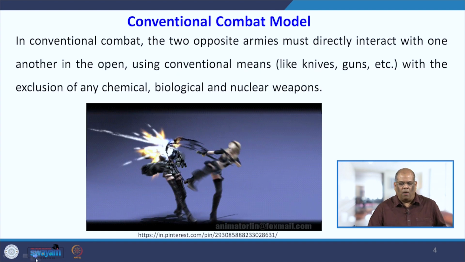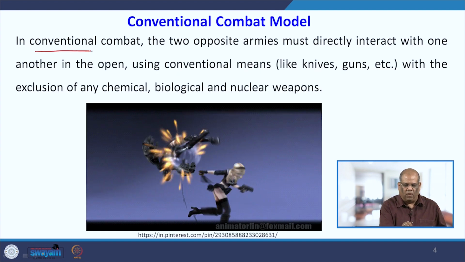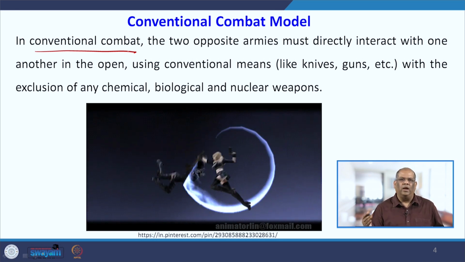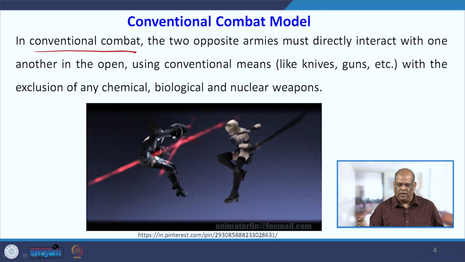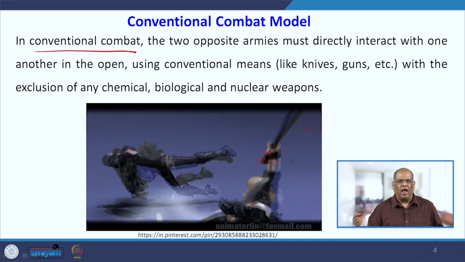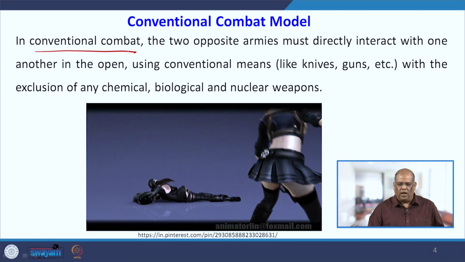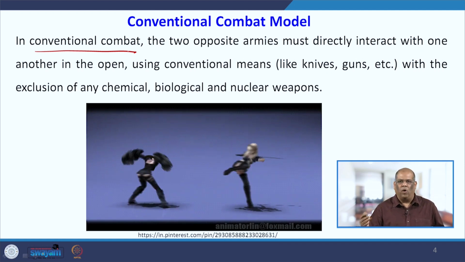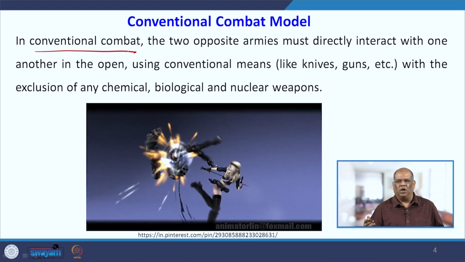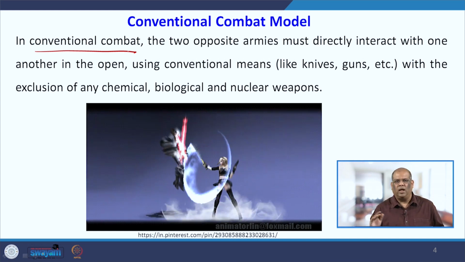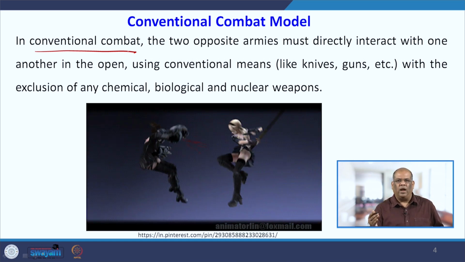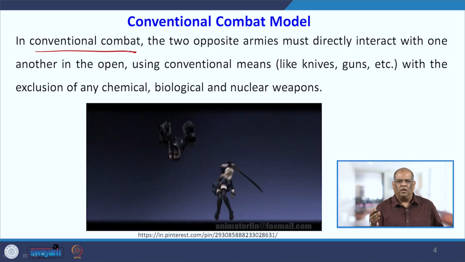In this conventional combat model, the two opposing armies directly interact with one another, using knives, guns, and sometimes even hand to hand combat. It does not include any kind of bombing, chemical weapons, nuclear weapons, or fighting with guns from long range. That is not permissible. You have to face your enemy one to one and fight with them.